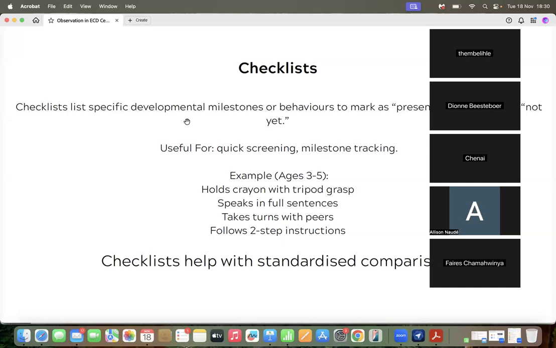So I just want anyone to name any other milestone indicators. It doesn't need to be a specific age or specific group. It can just be anything that they can think of.